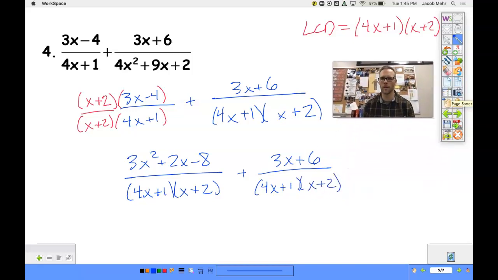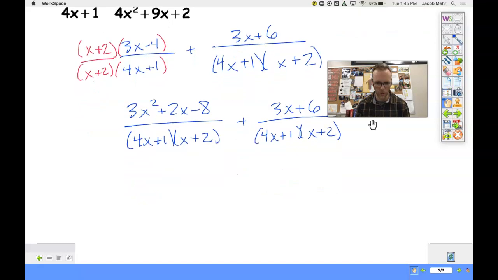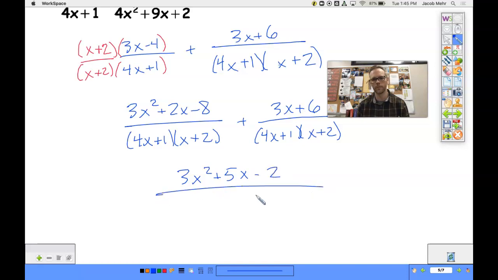All right, now they have a common denominator. Let's add their numerators. So I see a 3x squared, a 2x and a 3x is 5x, a negative 8 plus 6 is negative 2. And here is the LCD. Now remember that comment that I made on the last problem where you don't have to factor the numerator as long as something doesn't cancel out.